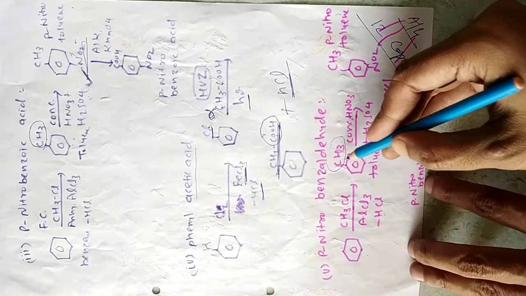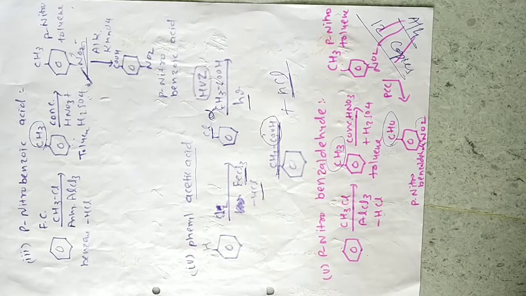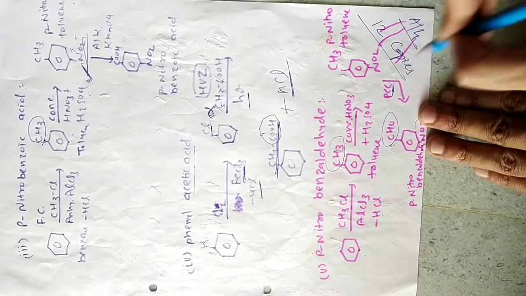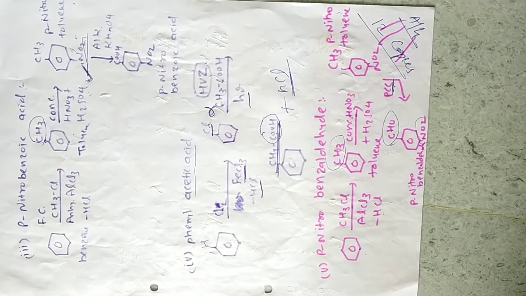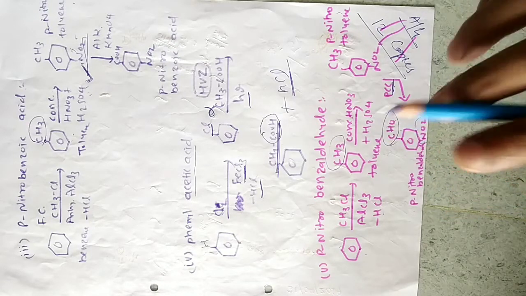Then to make this CH3 into CHO, I need a mild oxidizing agent, not a strong one. If I use a strong one, then I will get a COOH group. That's why I am using PCC here, that is pyridinium chlorochromate. It is a mild oxidizing agent, so I will get para-nitrobenzaldehyde here.